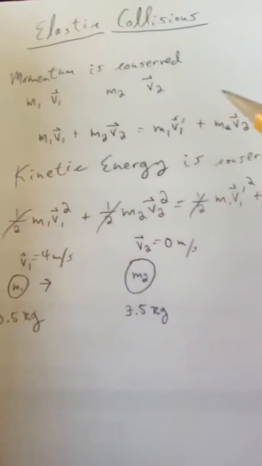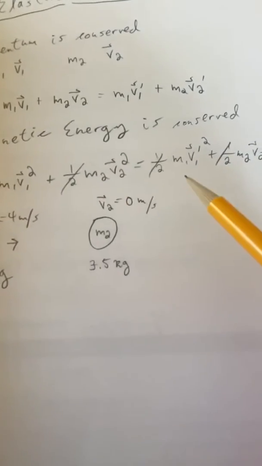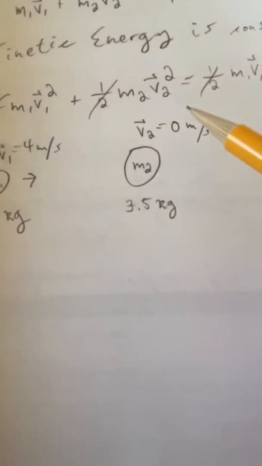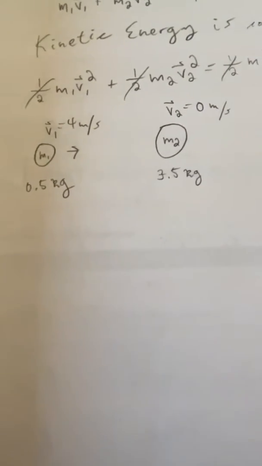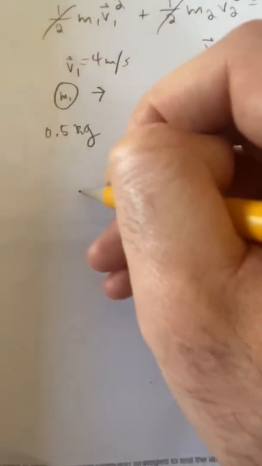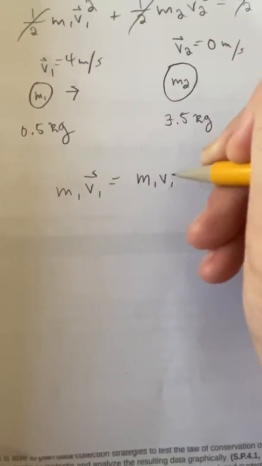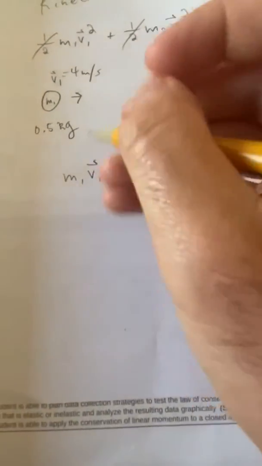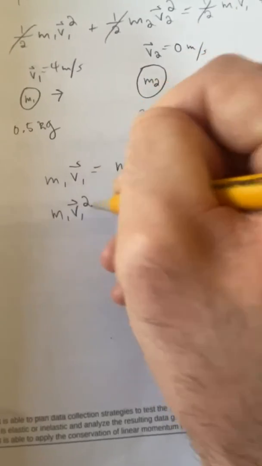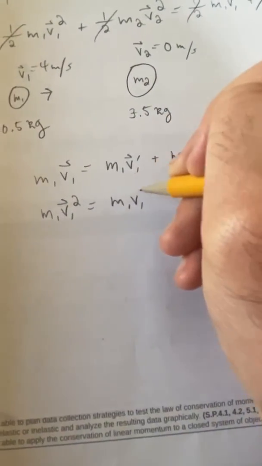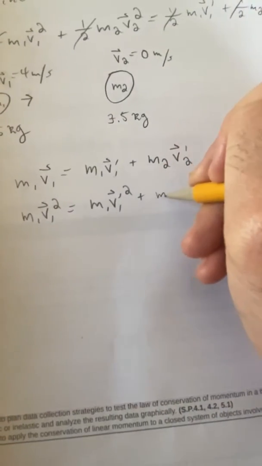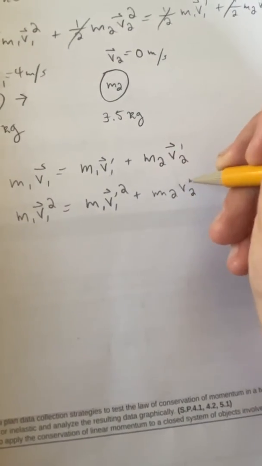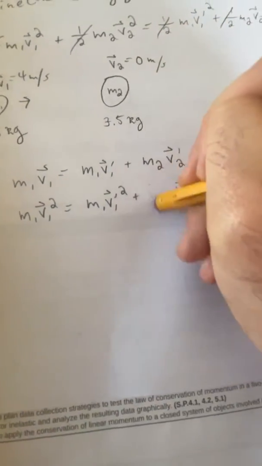So we'll start with our conservation of momentum and conservation of kinetic energy equations. But notice right off the bat, they become a little bit simplified because v2 is 0, okay? So we can write m1 v1 equals m1 v1 prime plus m2 v2 prime, okay? And we can also write m1 v1 squared equals m1 v1 prime squared plus m2 v2 prime squared. Okay, make that actually look like an m.